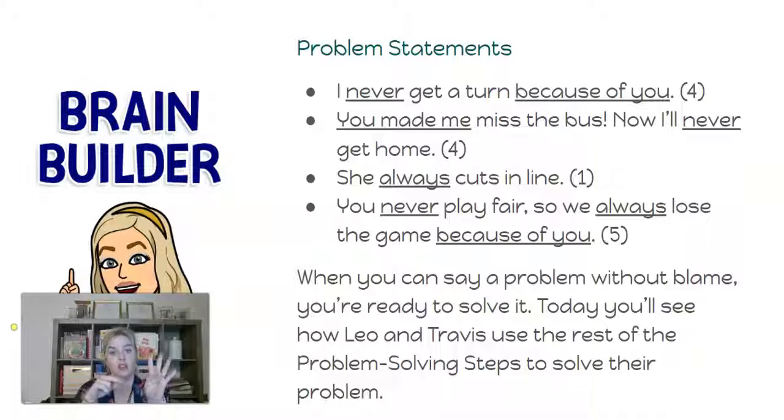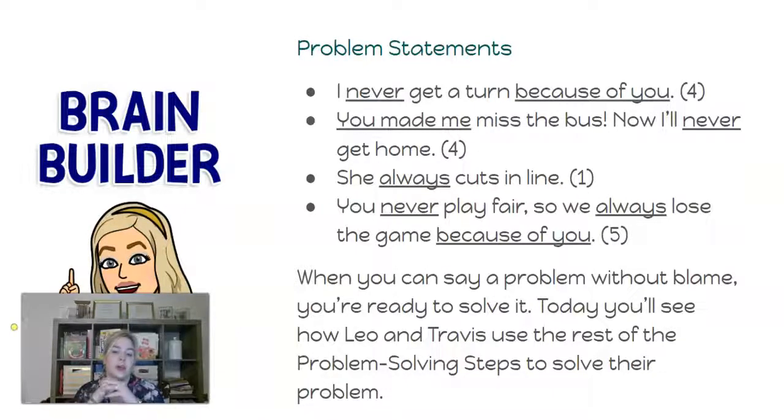Four. Now we're going to do the next one together. Ready? You made me miss the bus. Now I'll never get home. Remember, using words like always and never is not okay, and also saying you made me. Here's another one. She always cuts in line. Saying always is really hurtful, right? And here's another one. You never play fair, so we always lose the game because of you. There's five in that.